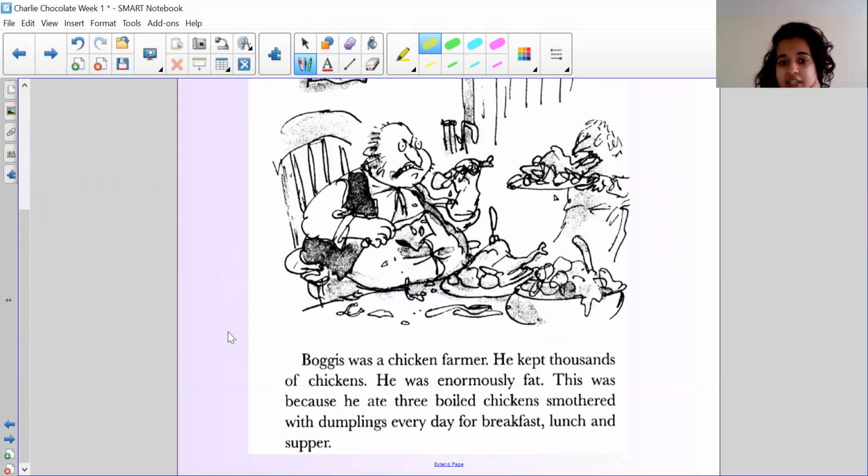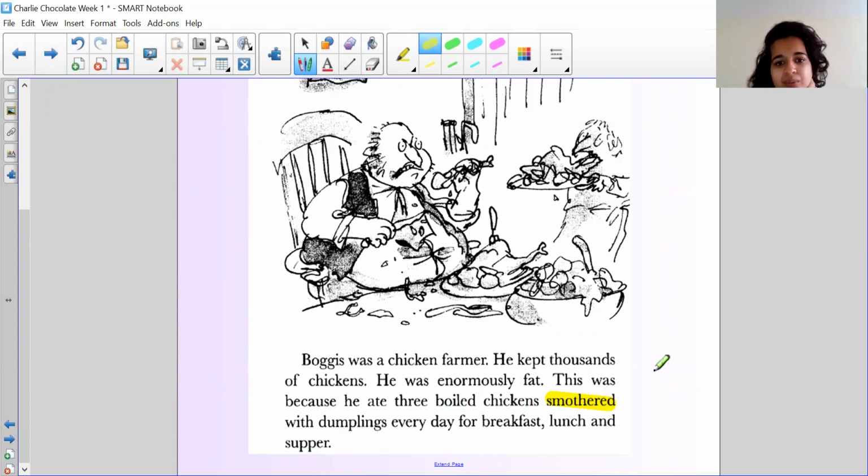This is Farmer Bogus. Bogus was a chicken farmer. He kept thousands of chickens. He was enormously fat. This was because he ate 3 boiled chickens smothered with dumplings. That means covered completely in dumplings. And dumplings are like little flour balls, okay? So he ate 3 boiled chickens smothered with dumplings every day for breakfast, lunch, and supper.